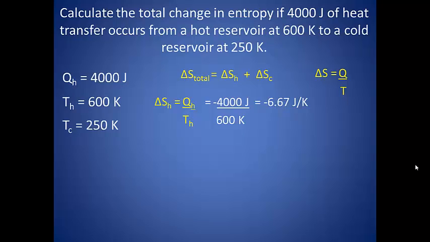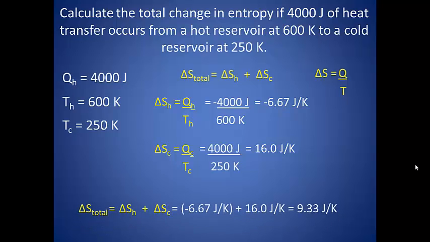We can set up the change in entropy of the cold reservoir in the same way. The cold reservoir gains the same amount of heat that was lost by the hot reservoir, but it is at a different temperature. So its entropy change is 16 joules per Kelvin. The total change is the change in the hot reservoir plus the change in the cold reservoir, which ends up being 9.33 joules per Kelvin.